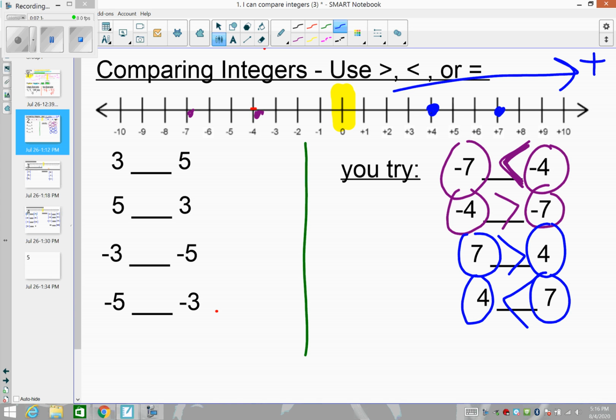Great. I hope you went 4 for 4 in that. So take a look at how you did out of the 4 and do a little self-assessment. Where are you at? How you doing? All right, here we go.